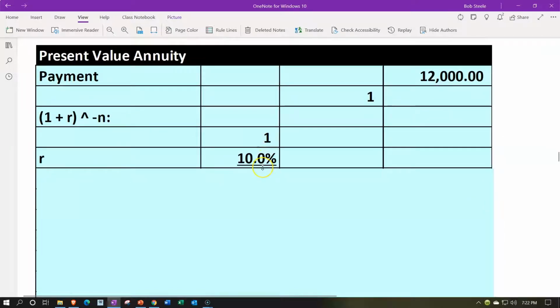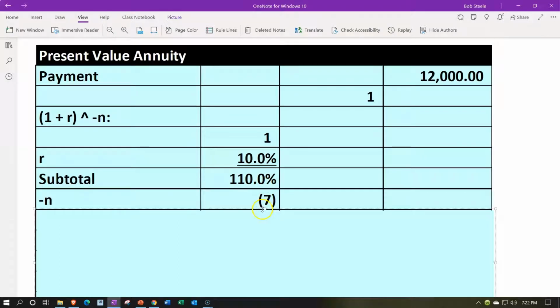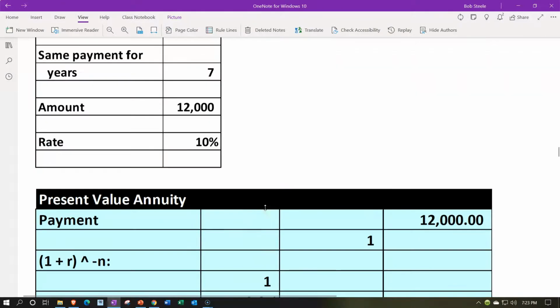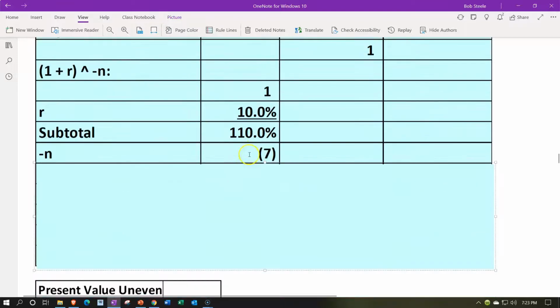So it's 1 plus r, which is going to be 10%, 110%. That's going to be to the power of negative n. That's the number of periods, which in this case is 7 in the annuity. So note that it's not 7 years out, it's 10 years out from today. But since the beginning of the annuity, it's 7.